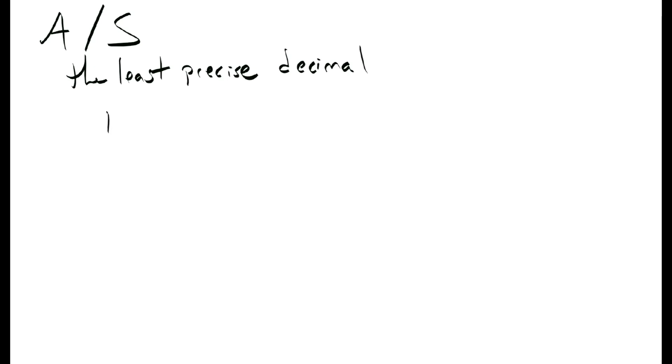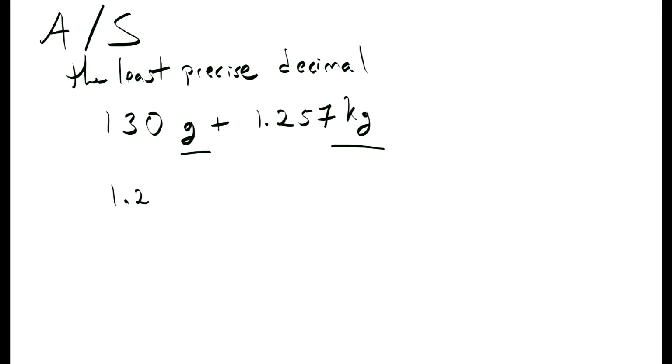So like 130 grams plus 1.257 kilograms. Okay? You can't just add grams and kilograms, the units have to be the same. So we do a quick conversion and we have 1.257 kilograms plus 0.13 grams.